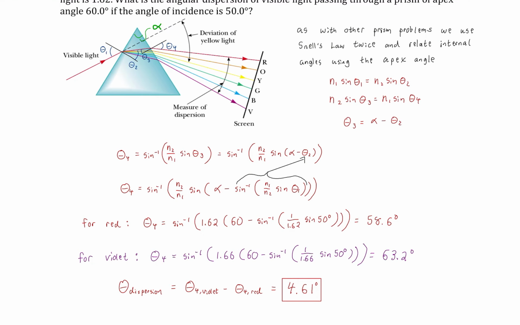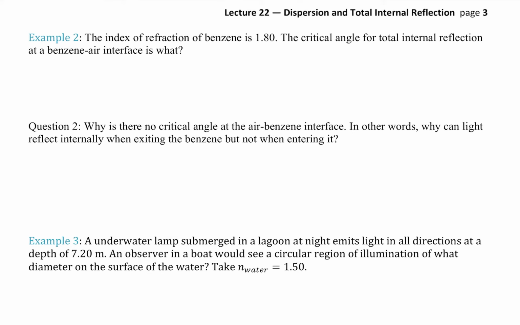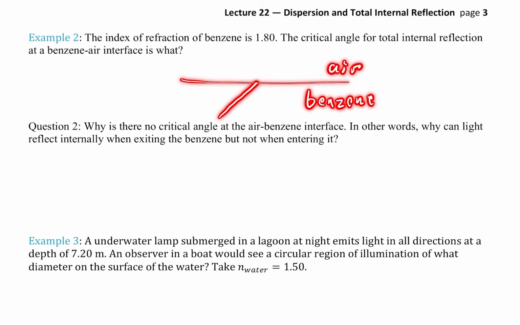Let's do a very much plug and chug problem to get us started. The index of refraction of benzene is 1.8. The critical angle for total internal reflection at a benzene-air interface is what? So the idea is that we've got our benzene down here, we've got air up above, we have light coming in, and we want the light to come up to that interface as if it's going to pass into the air, but instead get refracted so it never actually passes in.